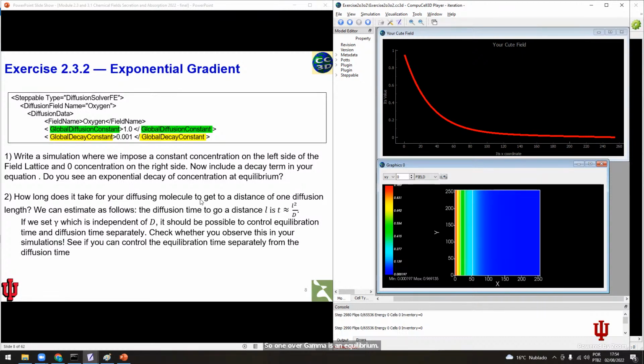If we increase gamma, we make the field go down faster, okay? But if we set the diffusion coefficient higher, it will make the diffusion be faster, not the equilibration, not the decrease of the field. So those two coefficients do different things, and you can actually control diffusion time and equilibration time separately from one another.